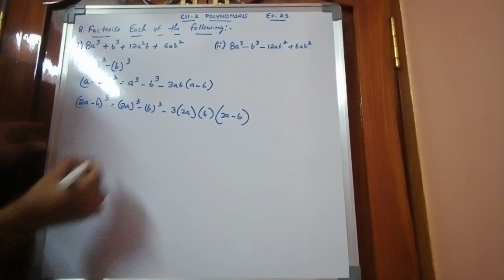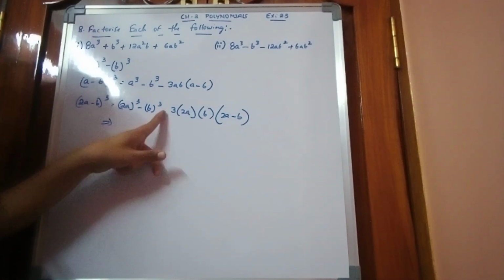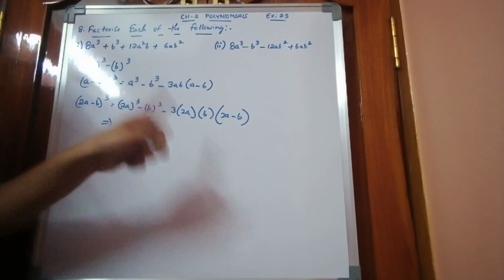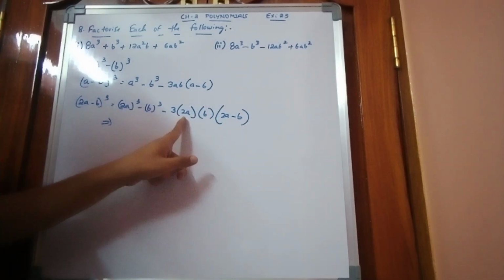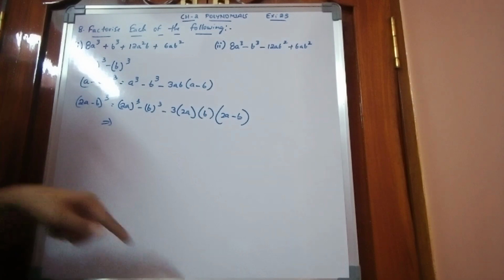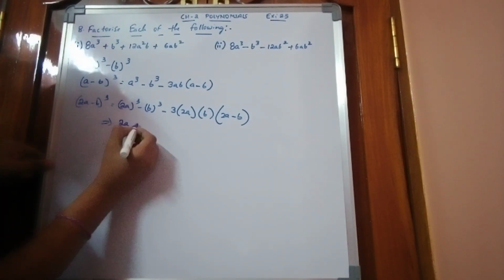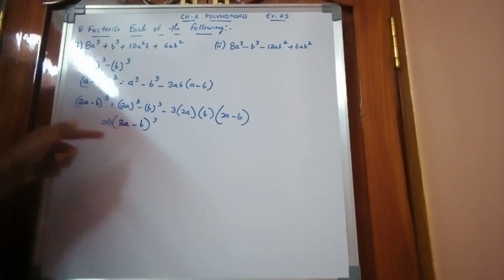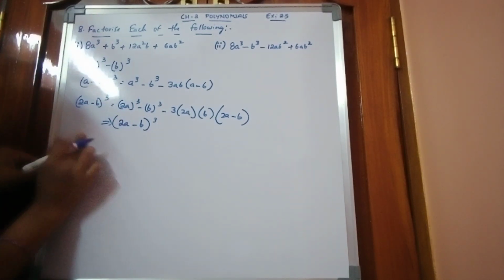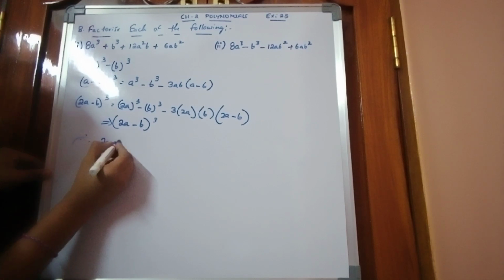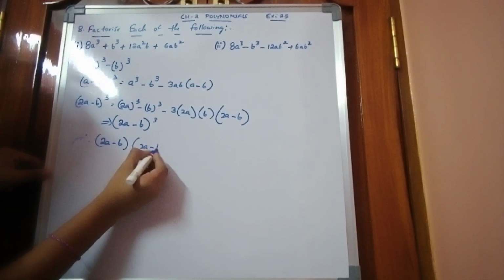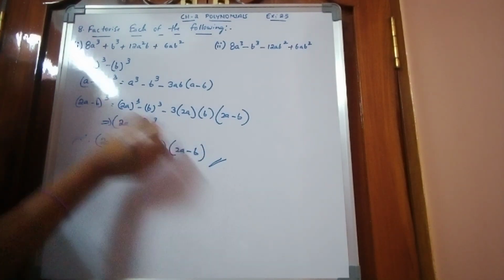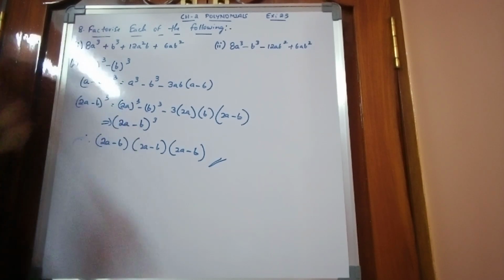See here, 3 times 2 is 6, 6a and 6b. So 6 into 2 is 12, giving 12a square b, and 6 into a is 6ab square. So we will get the answer as (2a minus b) whole cube. See, I said in the first one we get the plus and here we get minus. Therefore (2a minus b)(2a minus b)(2a minus b). So this is the answer of the second one.